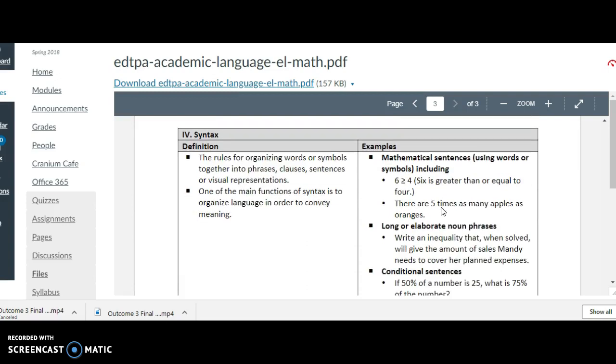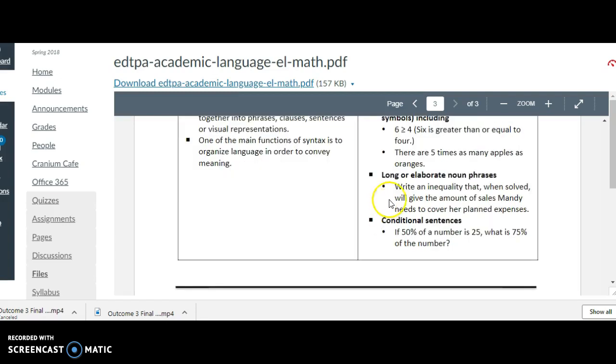And then the last one is syntax. Syntax usually goes with English language arts, so I can see how it's confusing to translate it into math. But the main function of syntax is organizing your language to convey meaning. And this can mean a lot of things in math. So they've given you 3 really solid examples here. Mathematical sentences, so using words and symbols like this. 6 is greater than or equal to 4. Noun phrases that have to do with your math lesson, or conditional sentences.